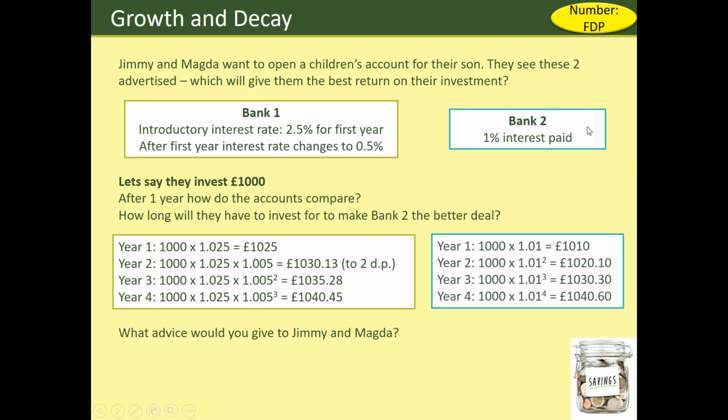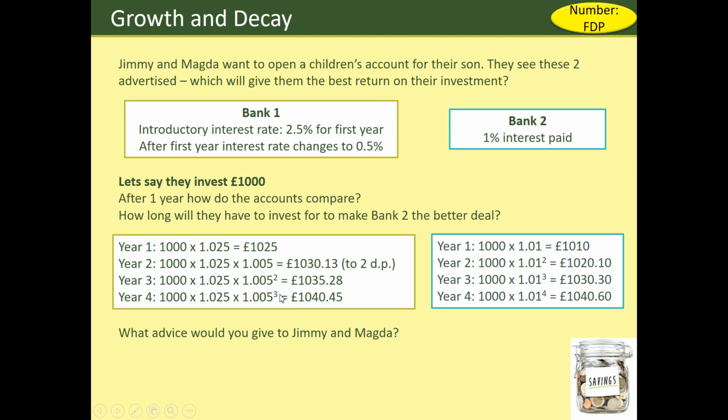So you can see there on the left, in that yellow box, that's for Bank 1. And we can see it starts off with £1,025, whereas Bank 2 on the right here is only £1,010. Continuing on, the gap remains, so that first year the gap's about £15, the second year it's about £10, the third year it's about £5, and the fourth year, actually Bank 2 has now overtaken Bank 1. And we used a rate of 1.025 as the introductory rate on year 1, but then when we got to year 2 and onwards, it was at 1.005, and we're using this multiplier method.